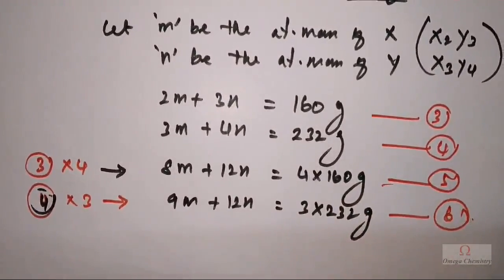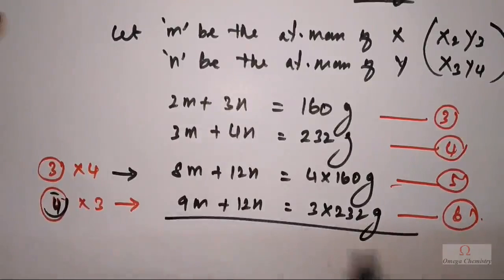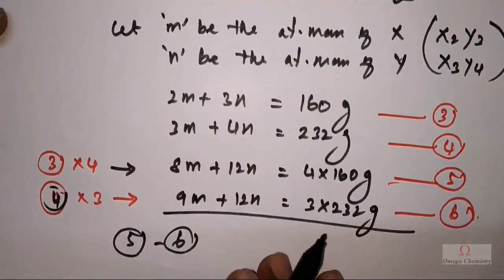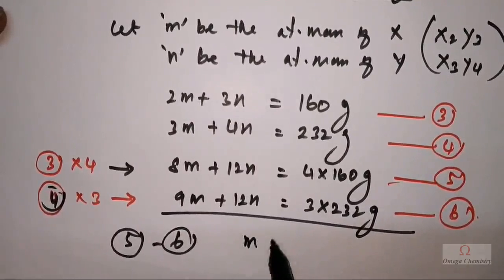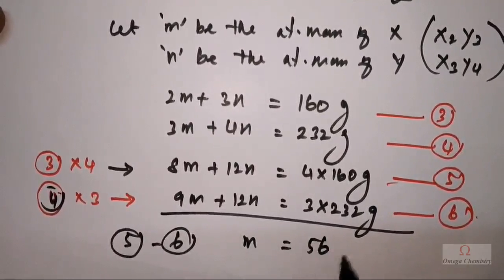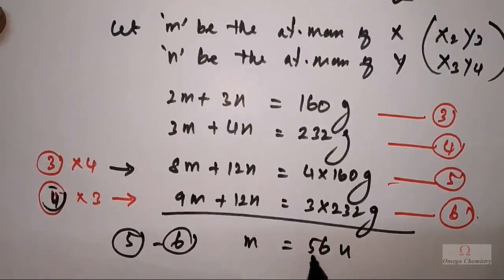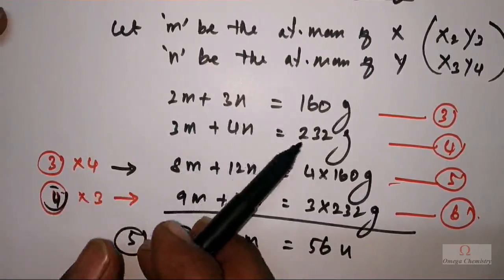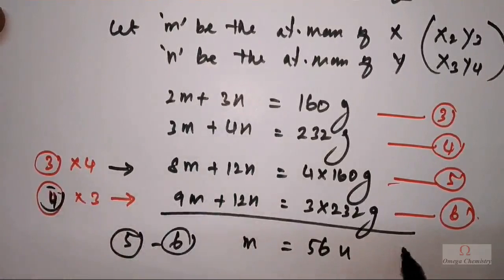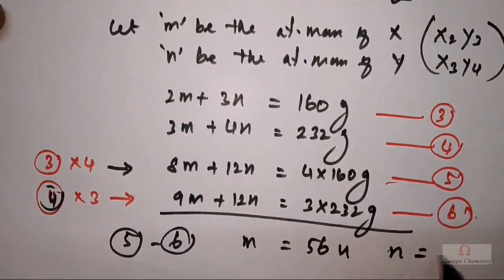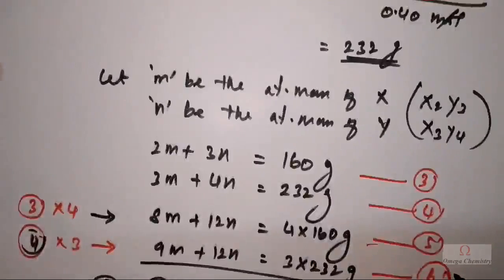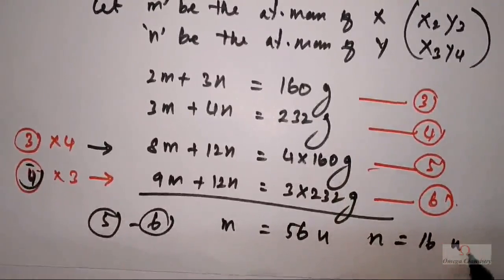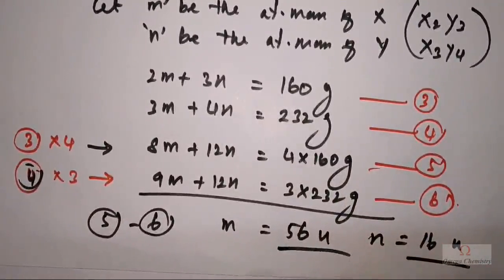Now if I subtract equation number 5 minus 6, I will get the value of m. m will be equal to 56 unified mass. Now taking this value and substituting in any of these equations, 3, 4, 5 or 6, any equation will fetch you the value of n, that is equal to 16 unified mass. So that's the answer.